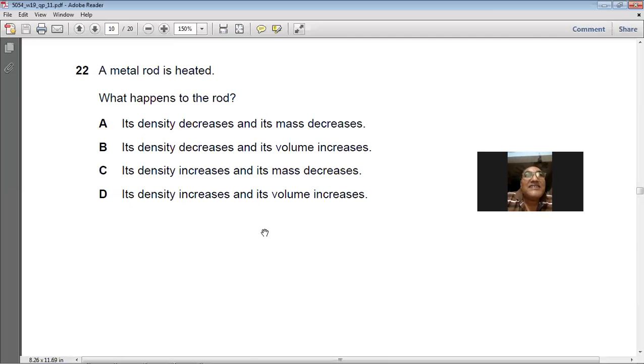So what happens? The density will decrease, the mass will remain unchanged, the volume has increased. So B looks the right option. Its density decreases and its volume increases. B. Question number 22. B is the right option, sir.